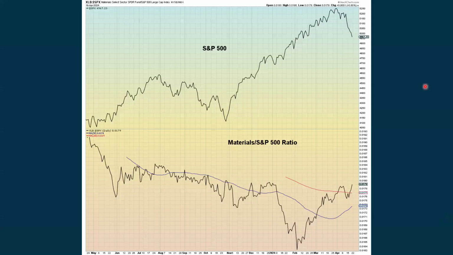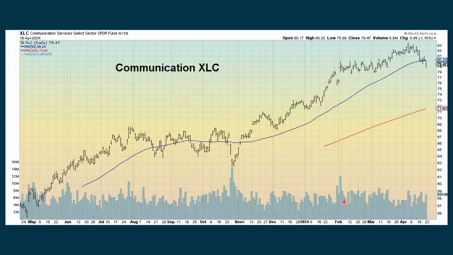Then on the next chart, we do a ratio between the materials sector and the S&P 500. Because materials have been holding up a little bit better, they're still in a downtrend, but they have been bouncing back lately. This has been one of the better areas of the market recently.